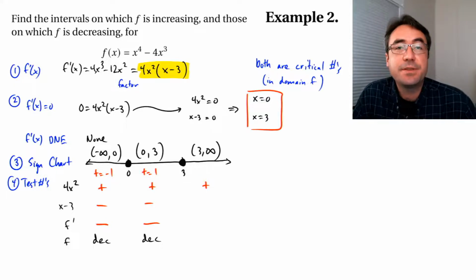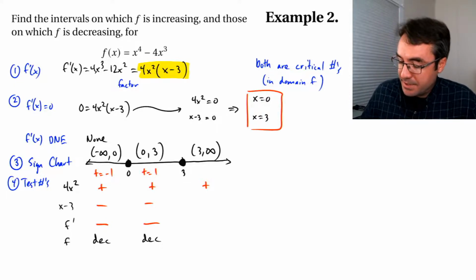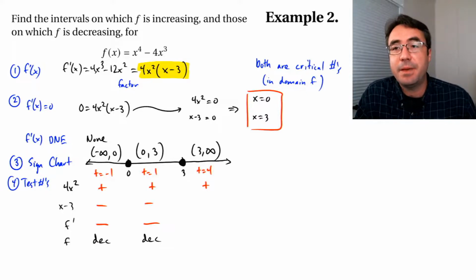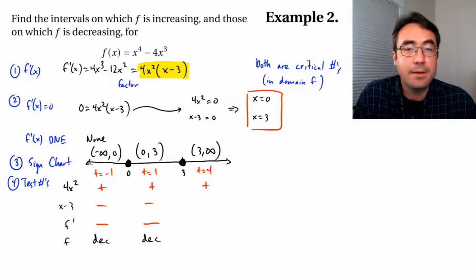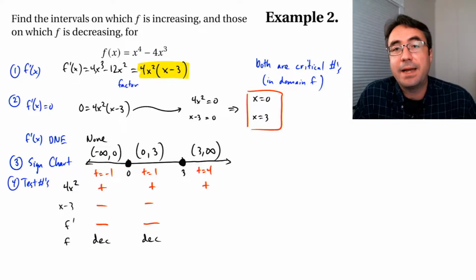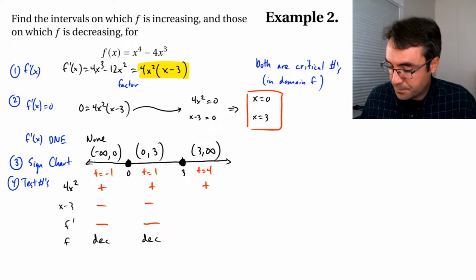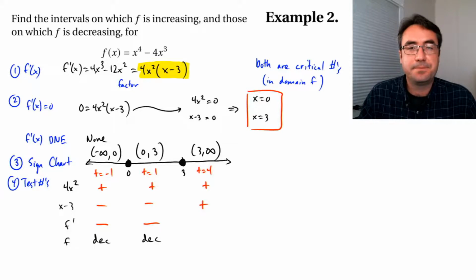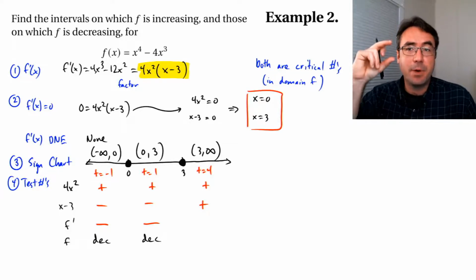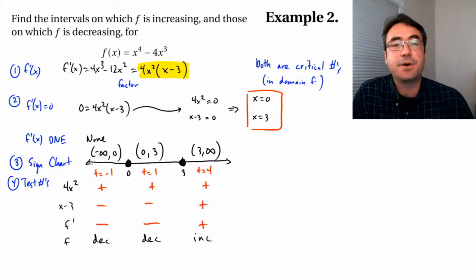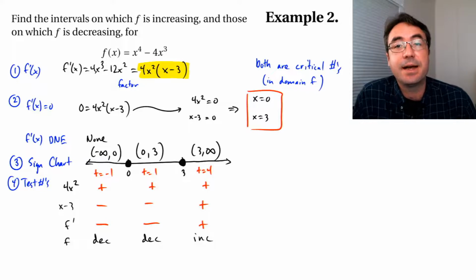And then finally, we go to that last interval. Pick a test number. So we want something bigger than 3. Keep it easy, maybe 4. 4 is not too bad. And plug that into that remaining factor. We get 4 minus 3, which is positive 1. So we get a positive. So we're taking a positive number, multiplying it by a positive number. The result is positive, and that tells us the original function then has to be increasing on that interval.